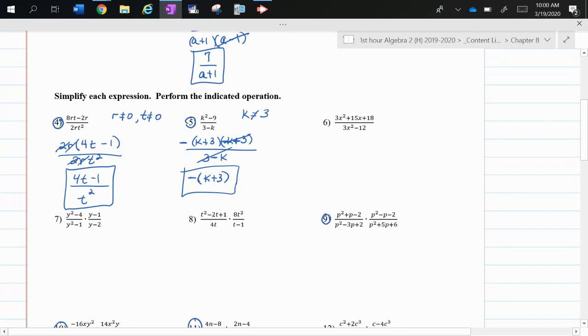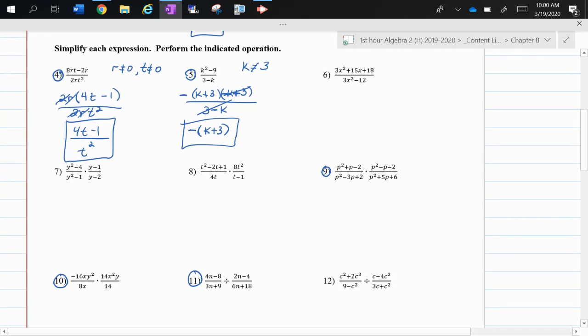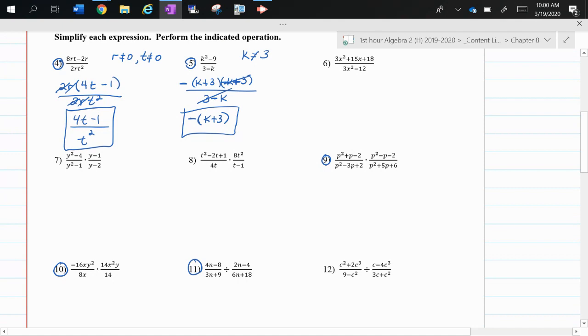Okay, so now we're going to go down to number 9. And I see a lot of factoring here. I need to multiply these fractions together, and I'm going to simplify before I multiply. In order to simplify, we need to factor. So I've got p squared plus p minus 2. So that's going to be p plus 2 times p minus 1. And in the denominator, I need factors of 2 that add up to negative 3. So that would definitely be p minus 2 times p minus 1.